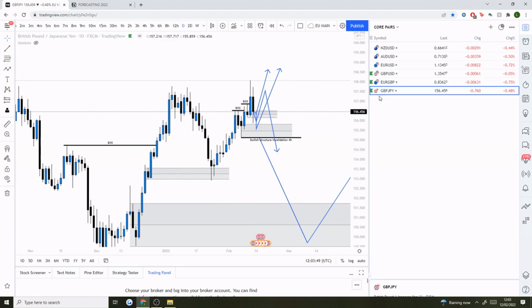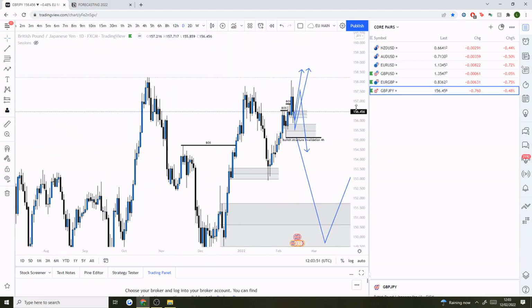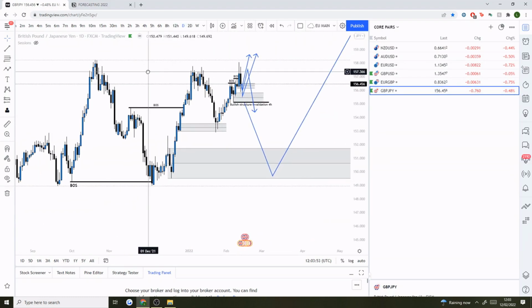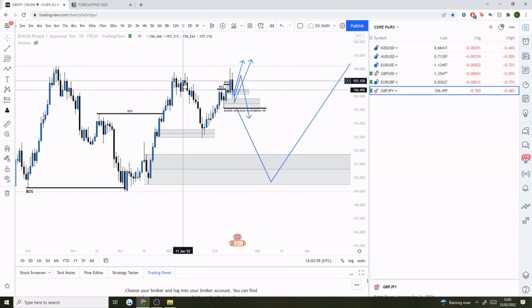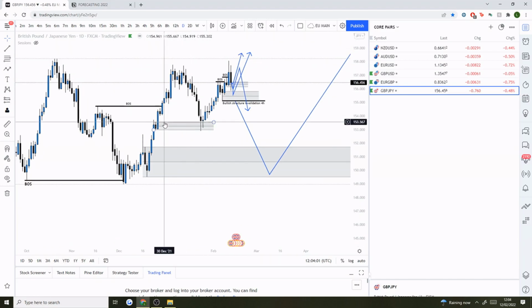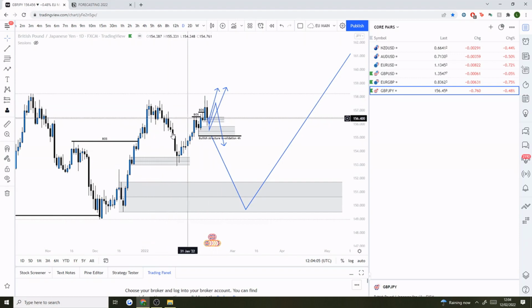Alright, now finally, pound yen. So pound yen on the daily, we broke the structure here, giving us that bullish bias on the daily. Now, I was looking before at either this area here to buy from to continue to break structure again on the daily, or this area down here.